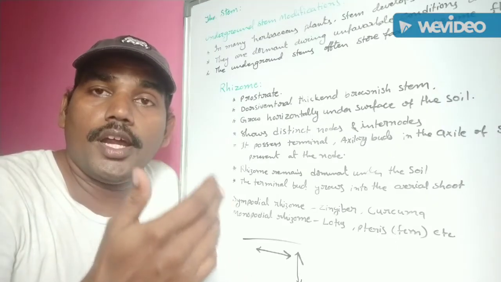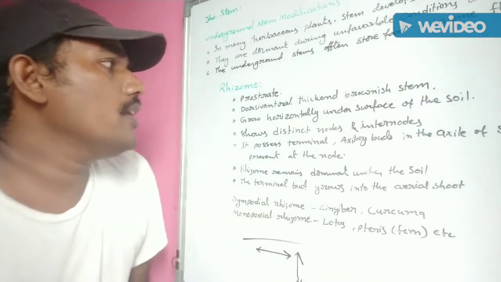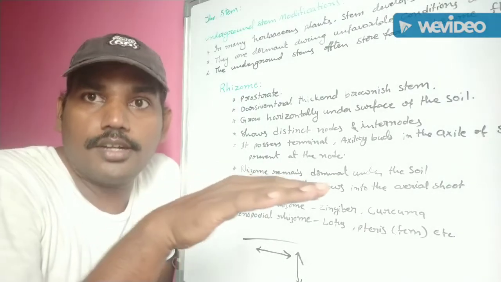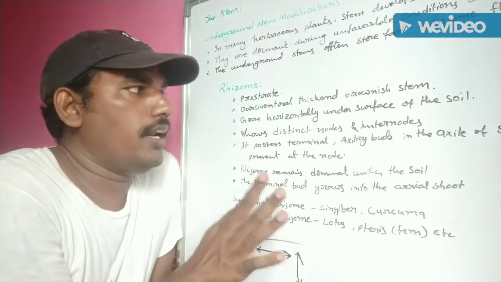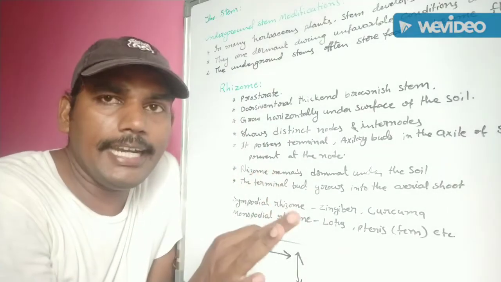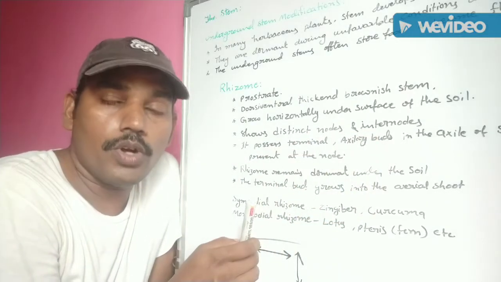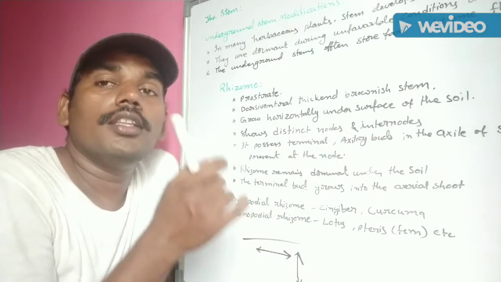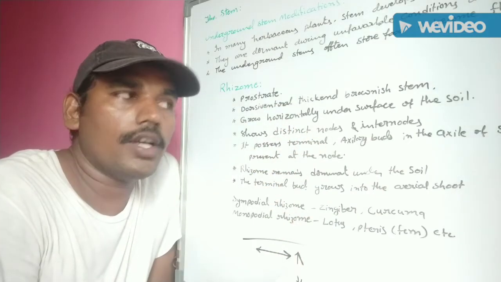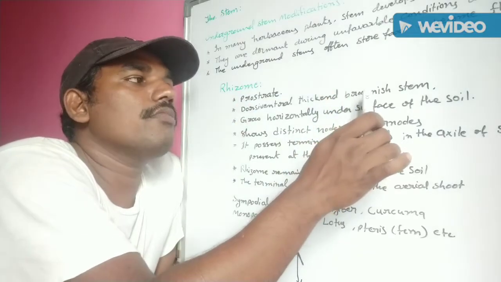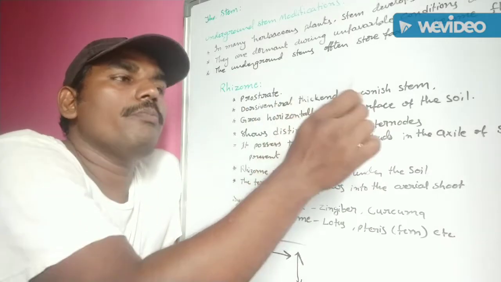Discuss one by one the underground stem modifications. The first one is the rhizome. Okay, rhizome is an underground stem. It is prostrate in growth. Next one, it is dorsiventral, thickened because of the accumulation of food materials. Thickened brownish stem, because the underground stem is not exposed to the sunlight. So, dorsiventral thickened brownish stem.